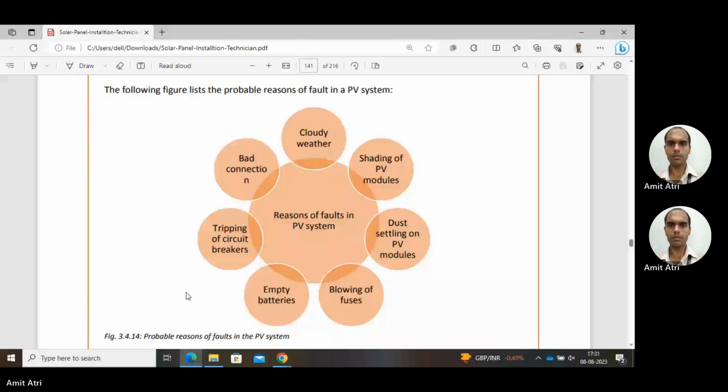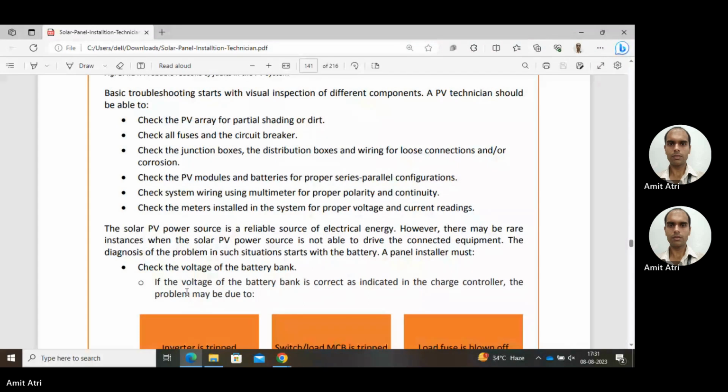Now, how to troubleshoot the fault which has occurred in our system? So the basic troubleshooting starts with visual inspection of different components. Let's properly check each component. The installer, the PV technician, should be able to check the PV array for partial shading or dirt. Then check all the fuses and the circuit breaker. Check the junction boxes, the distribution boxes and wiring for loose connections and for corrosion. Then check the PV modules and batteries for proper series parallel combination, because output voltage and current totally depend on the series parallel configuration. That's why in the previous section on precautions we studied about corrosion: the metal selected for installing the solar system should not be affected by corrosion.